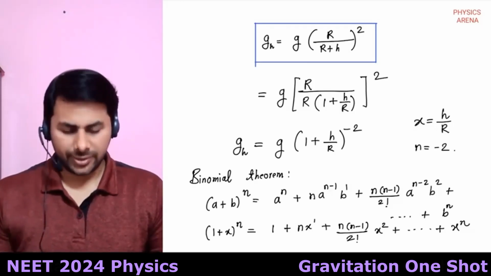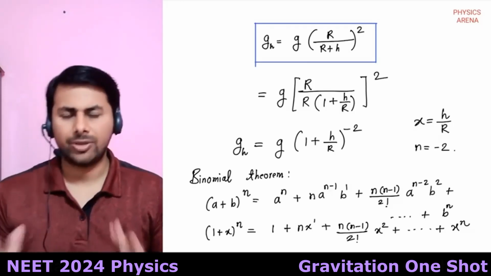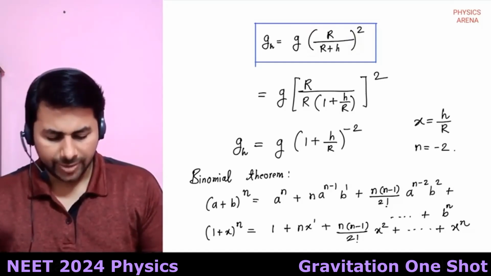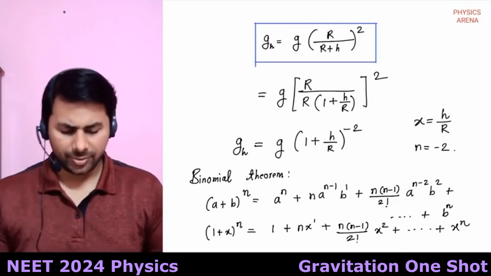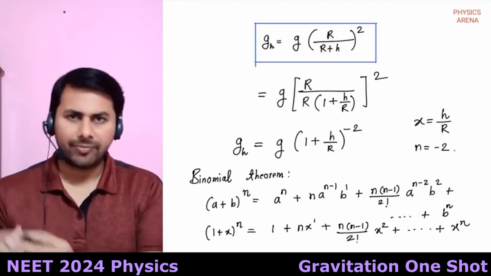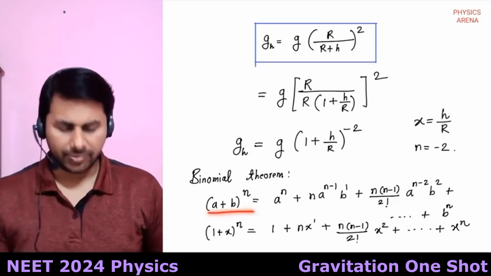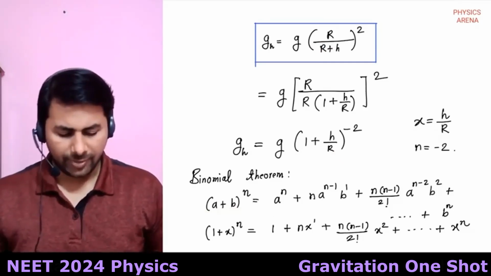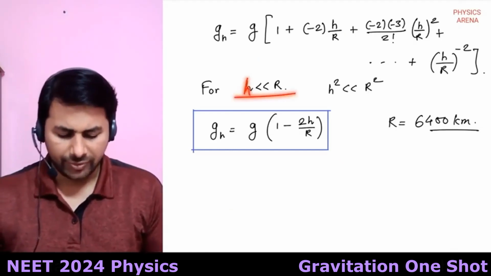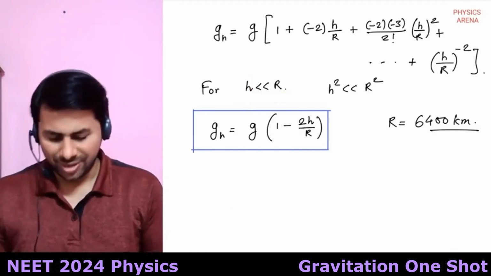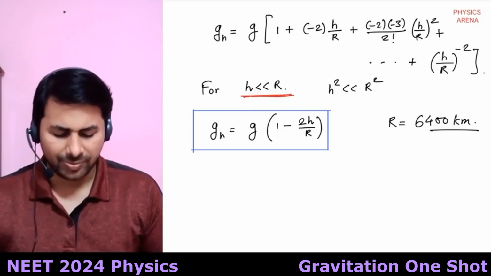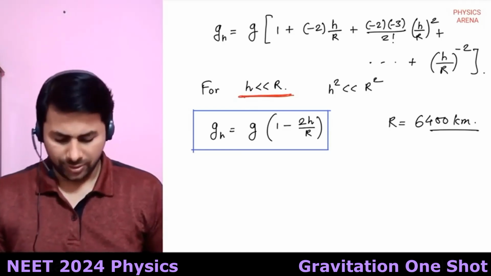Now what we do is we find an approximate formula. Here we expand this term binomially. We take r common, we get this thing, and we expand it binomially. We use the binomial theorem, and finally we get this formula, for h very small compared to r. This point is very important: h is very small compared to r.